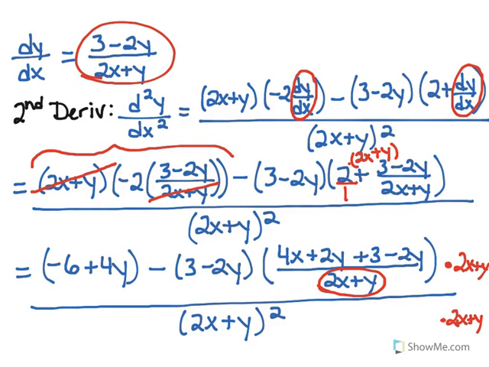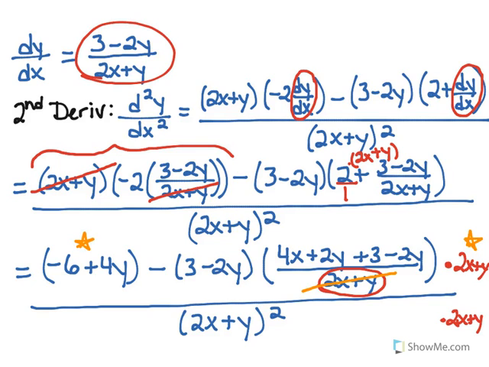So when I do the 2x plus y times the negative 6 plus 4y, I need to FOIL. But when it comes to the 2x plus y times this big, long second part of my numerator, it's just going to get rid of the denominator for me. So this is essentially going to disappear. And then the denominator for the entire function will become 2x plus y quantity cubed. Let me show you how that's going to work.